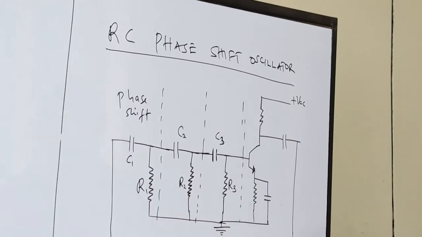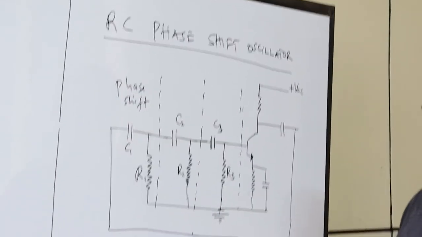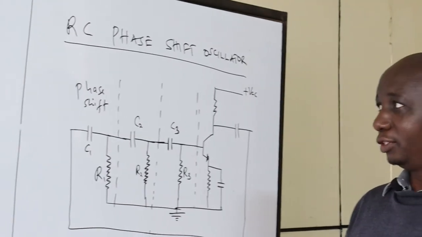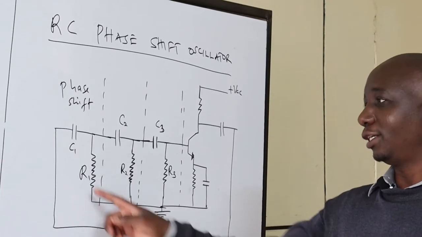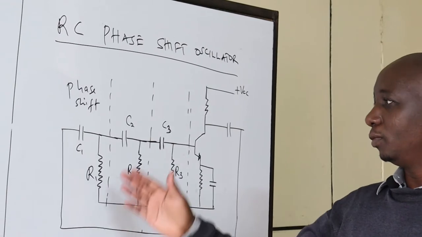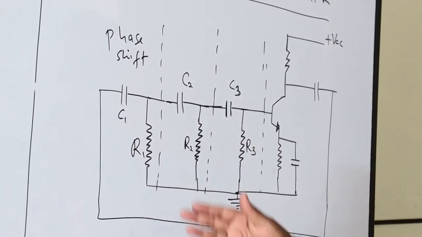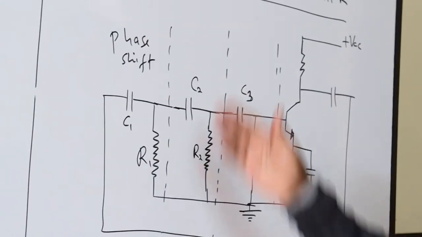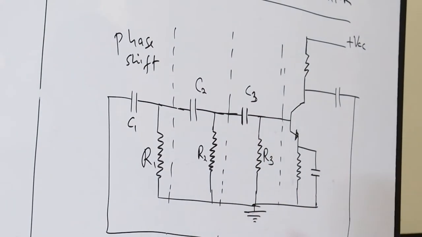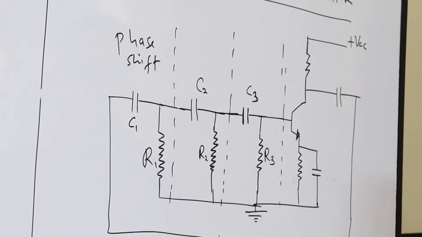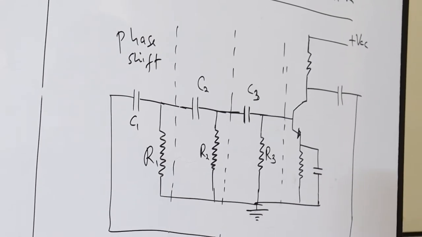So this is another type of oscillator, and this is a phase shift oscillator, an RC oscillator, and RC means that it's using resistors and capacitors. When we look at this diagram, it has been sectioned with broken lines into phase shift circuits, and any time there's a combination of a capacitor and a resistor, we get a phase shift circuit.